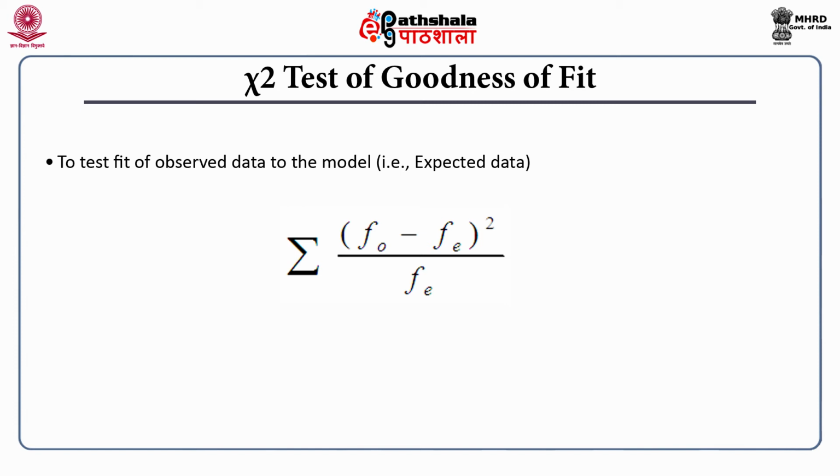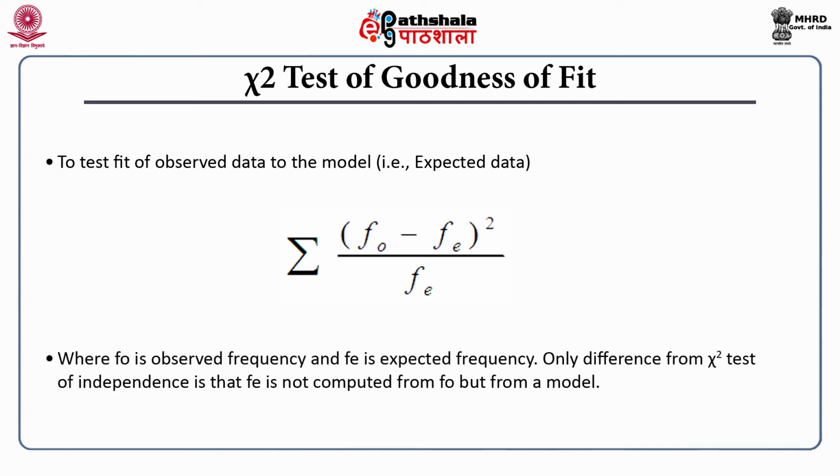The only difference from the chi-square test of independence is that Fe is not computed from Fo but from a model. In the test of independence, Fe is calculated from Fo, because we calculate Fe from the row total, column total and overall total, which depend upon the observed frequencies. In this case it is not so. It all depends upon the model, whichever model you would like to work on.